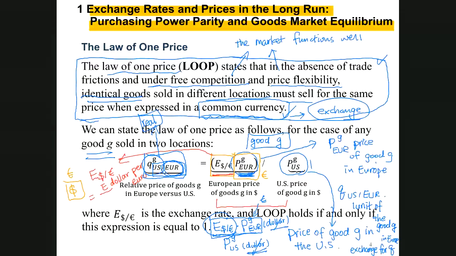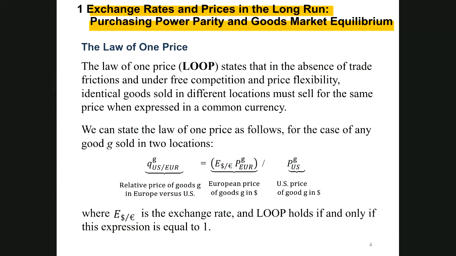Okay? So if you think about the good G as just the currency, this one is supposed to be the exchange rate as well. Right? But now we're looking at goods that are different from the currency. We're looking at other goods. So this good G could be computer, could be car, could be fruit, could be rice. We assume it's identical. And most important thing is that if the law of one price holds, that means this ratio is supposed to equal 1.